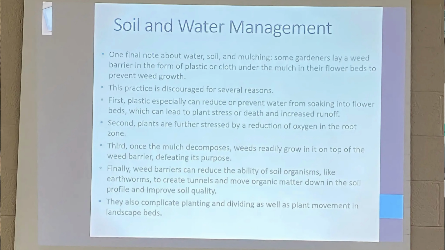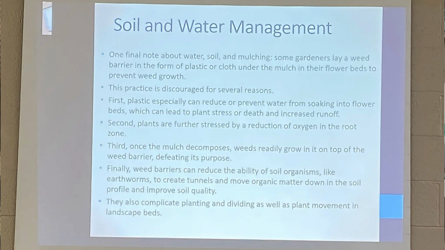One final note about water, soil, and mulching. Some gardeners lay a weed barrier in the form of plastic or cloth under the mulch in their flower beds to prevent weed growth. This practice is discouraged for several reasons. First, plastic especially can reduce or prevent water from soaking into flower beds, which can lead to plant stress or death and increased runoff. Second, plant stress is further increased by a reduction of oxygen in the root zone.